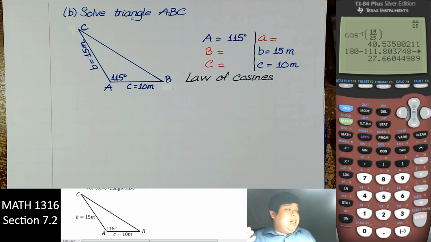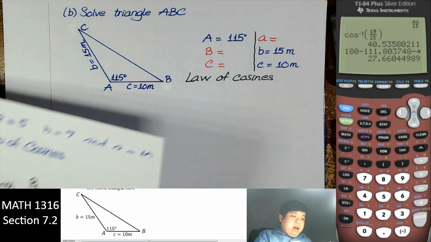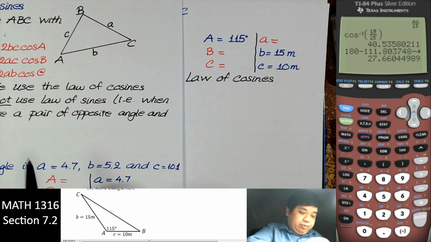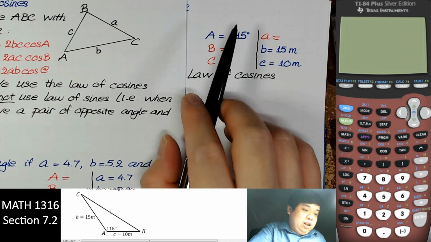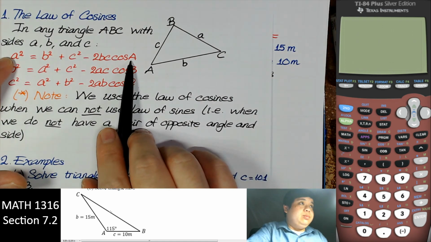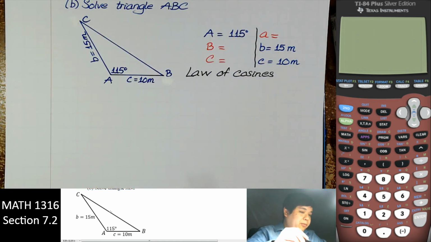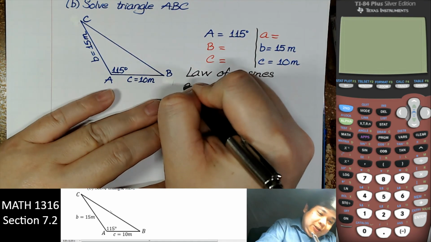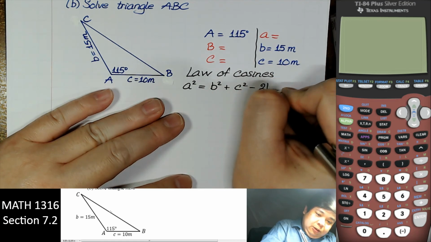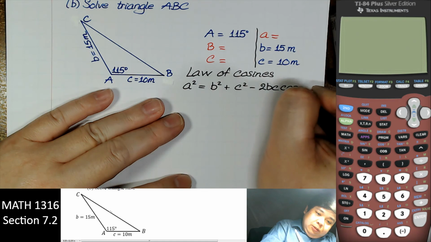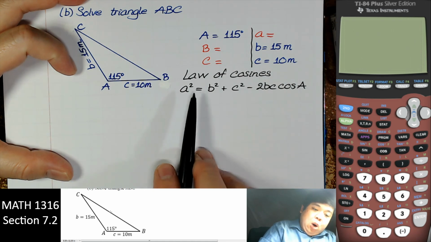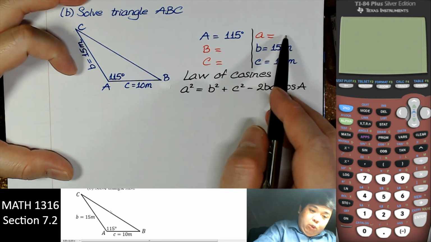But even then, we have three versions of the law of cosines, right? So which one do we use? Well, it's not much of a choice. We only know angle A, so we obviously choose the one that has A in it. So this one. We know everything except A.